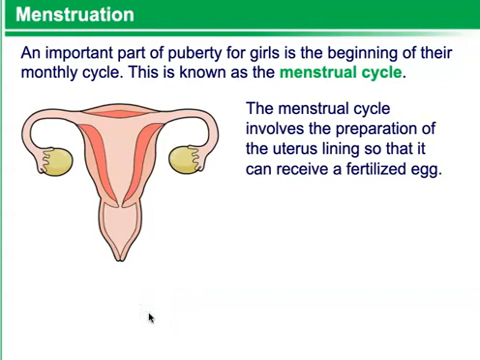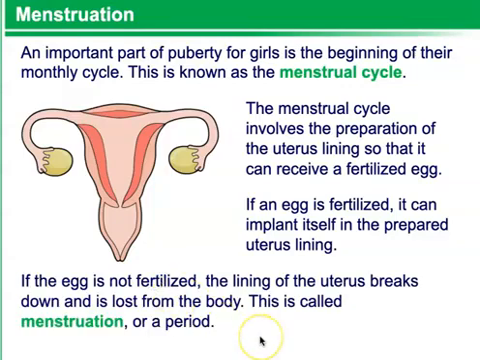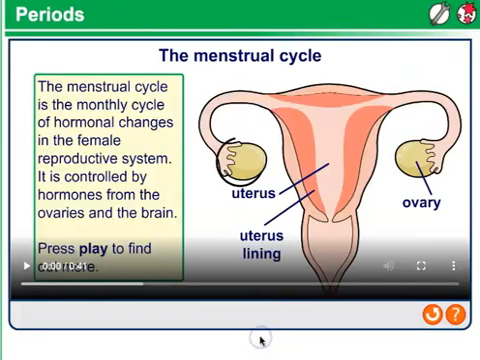Menstruation. An important part of puberty for girls is the beginning of their monthly cycle. This is known as the menstrual cycle. The menstrual cycle involves the preparation of the uterus lining so that it can receive a fertilized egg. If an egg is fertilized, it can implant itself in the prepared uterus lining. If the egg is not fertilized, the lining of the uterus breaks down and is lost from the body. This is called menstruation or a period.